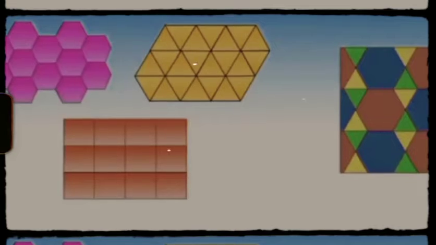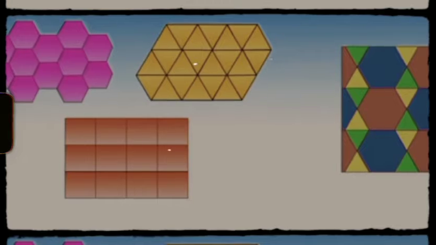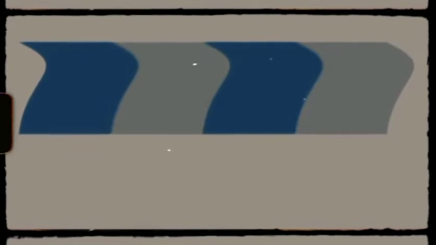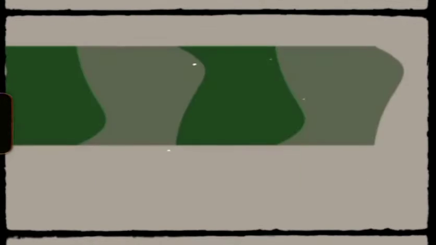Good day everyone. This topic is all about tessellation. What is tessellation? Tessellation is shapes that repeat to form a pattern. Tessellation has three basic shapes: the triangle, the hexagon, and the square. Also, tessellation has rules: the translation, the rotation, and the reflection.